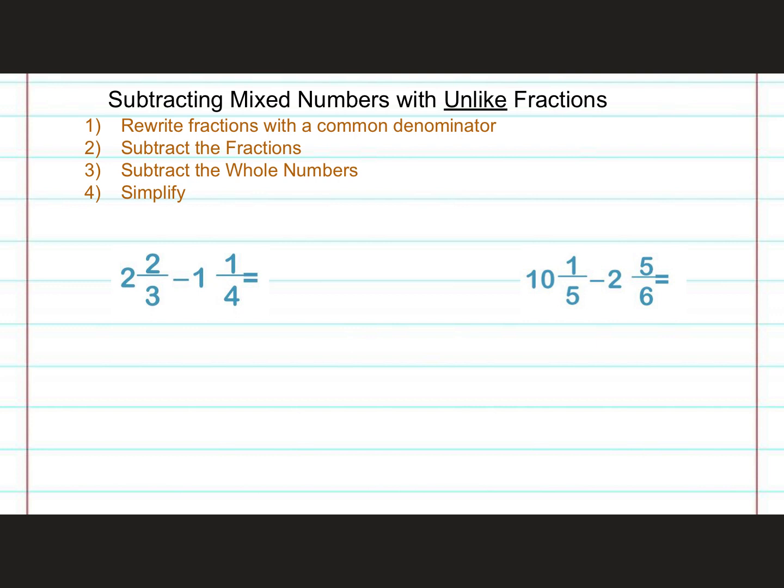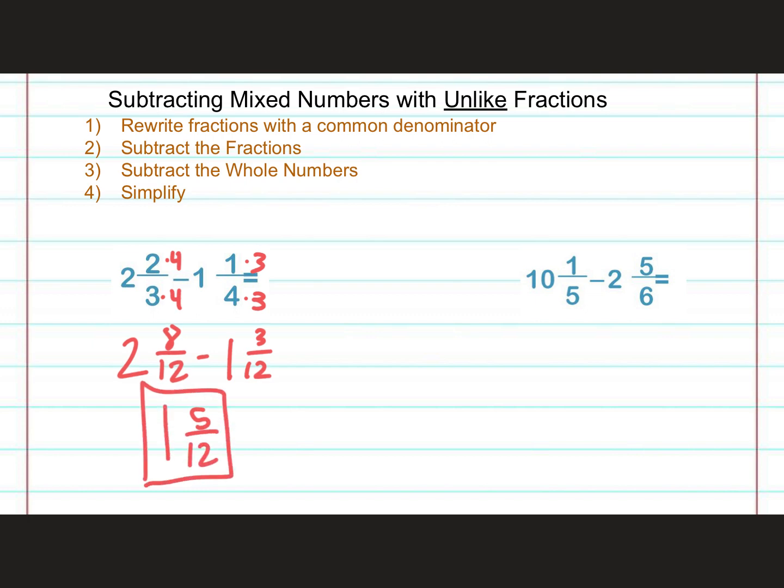Subtracting mixed numbers with unlike fractions, same thing. Rewrite them with common denominators, and then we can subtract. So 2 and 2/3 minus 1 and 1/4. I know that I can use 12 for my common denominator by multiplying this side by 4 and this side by 3. So then we would have 2 and 8/12 minus 1 and 3/12. Subtract my fractions. 8/12 minus 3/12 is 5/12. 2 minus 1 is 1, and that is in simplest form.